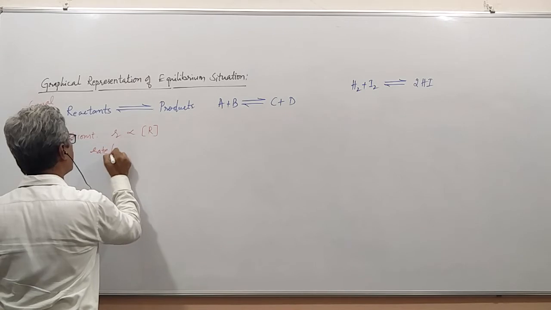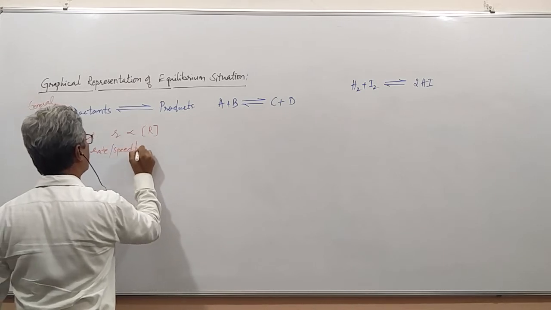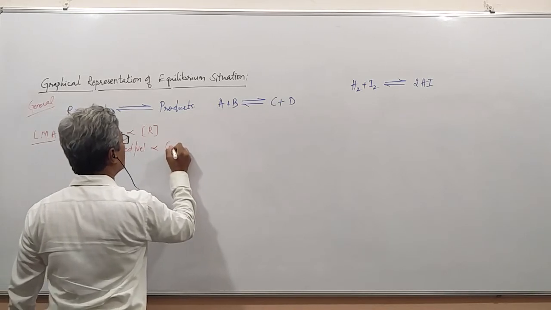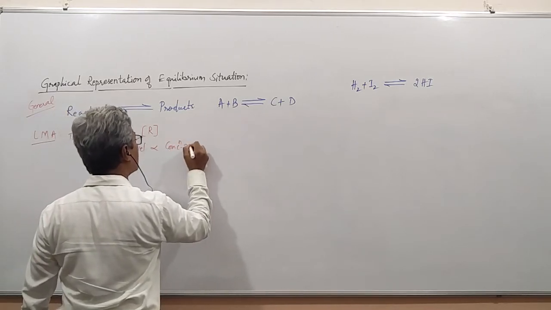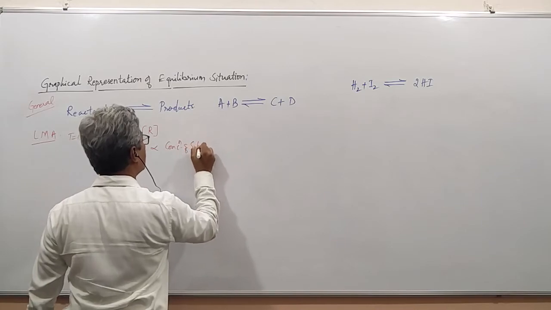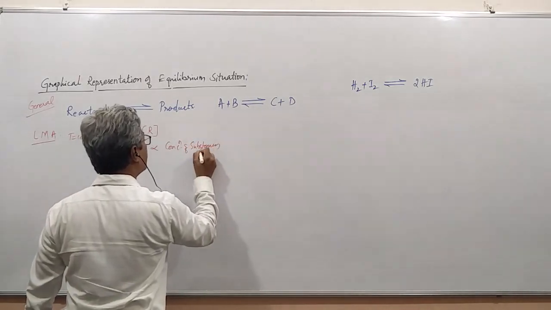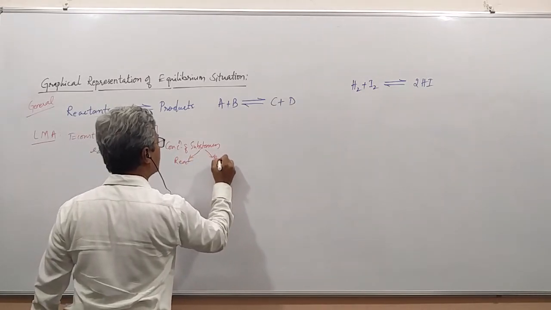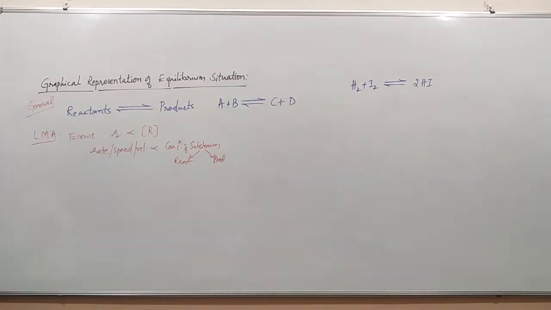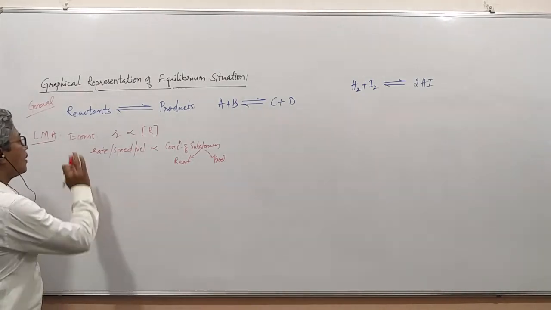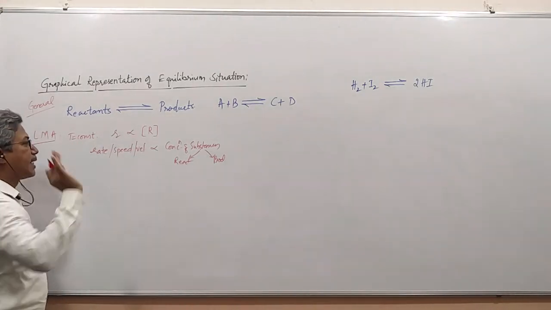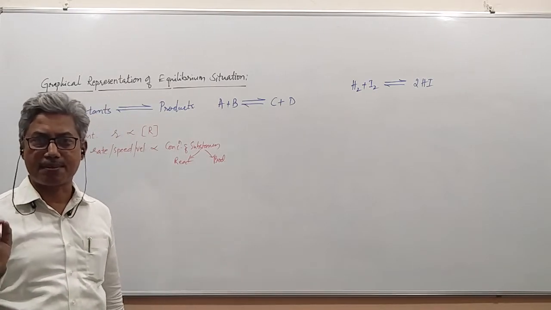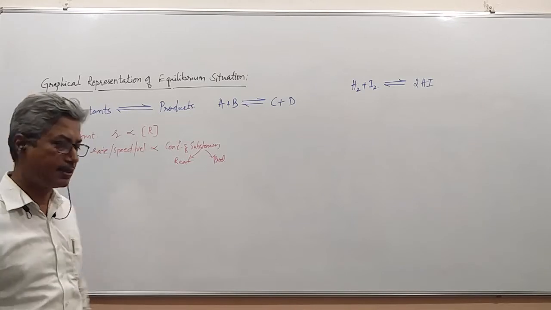The rate, or speed, or you can also call it velocity, of a chemical reaction is directly proportional to the concentration of substances. This substance can be either a reactant or a product. Remember this, this is very much important. The rate of the reaction is directly proportional to the concentration of the substances. That substance can be a reactant or product.